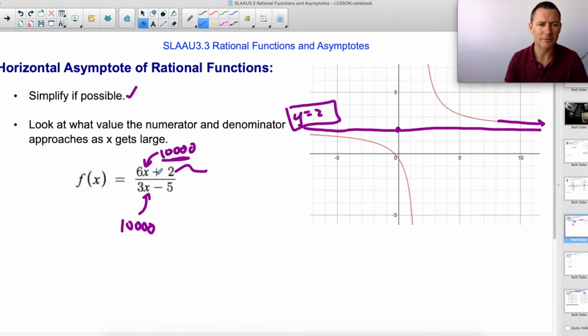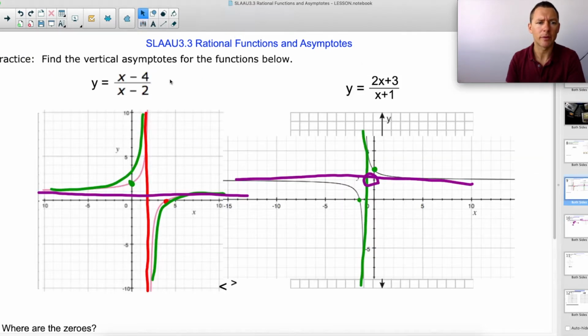This becomes insignificant, and effectively, this becomes 60,000 over 30,000, which really effectively becomes 6 over 3, which really effectively becomes 2. This is the beginning of limits, and that's the foundation of calculus. And you can see the horizontal asymptote is here at 2. Let's try that with these that we've already been messing with.